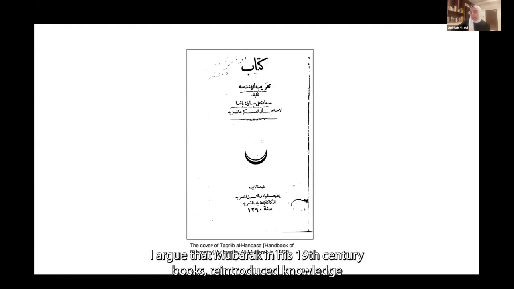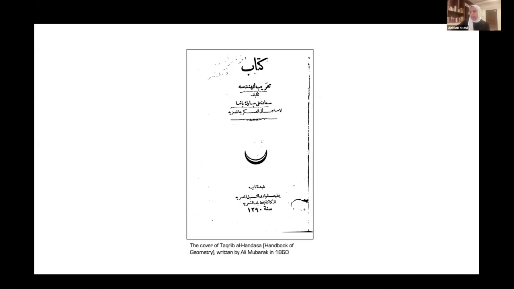In this research, I argue that Mubarak, in his 19th century books, reintroduced knowledge that had a presence in the pre-modern Arabic intellectual books, but was unfamiliar and/or unavailable to him at that time. This emphasized that Arabic sciences in the modern period did not emerge from an intellectual void. So as part of my research, I look into the pre-modern books in Arabic that look at geometry. And much of the knowledge available in these books appeared again in the 19th century Mubarak's book that he claims to be translating from France.